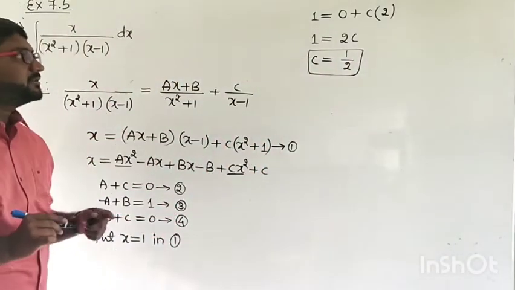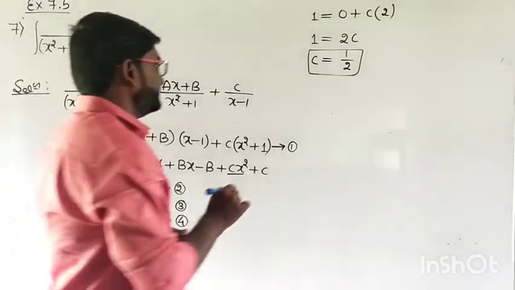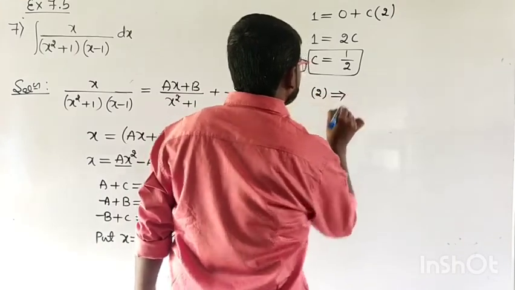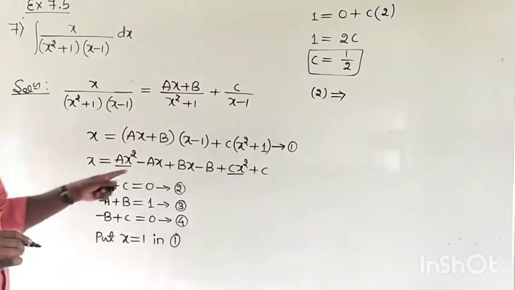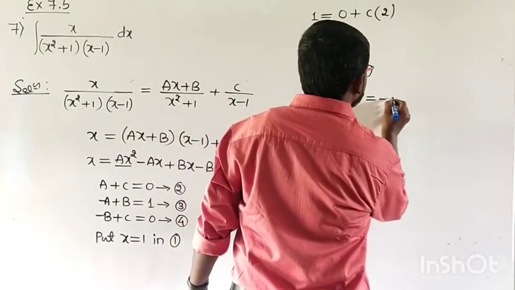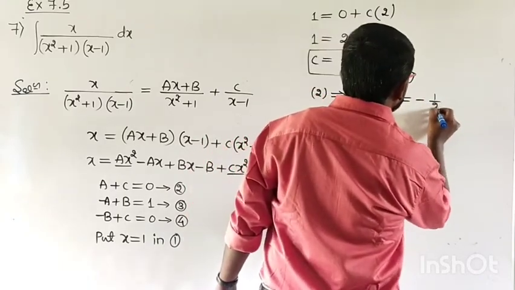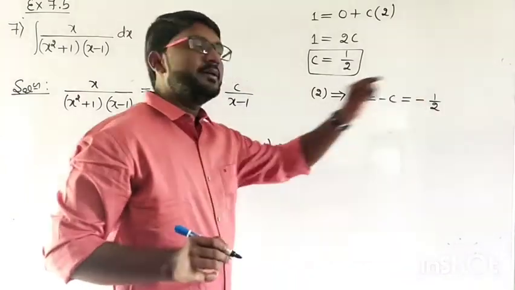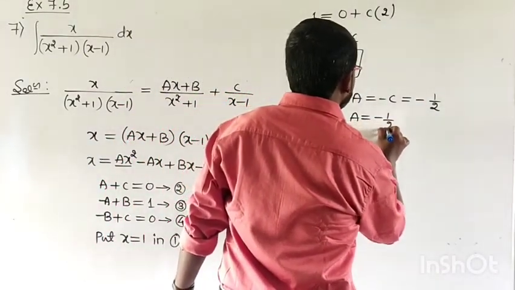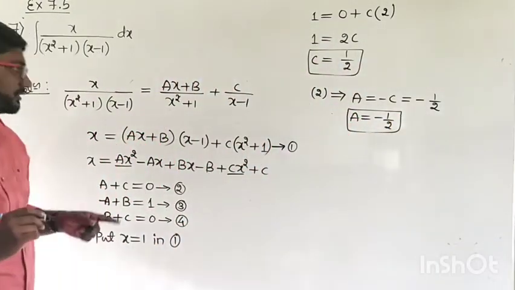So now substitute c equal to 1 by 2, we get the value of a. So from equation 2, a equal to minus c. This is equals to minus 1 by 2. So the value of a is minus 1 by 2. A equal to minus 1 by 2. So now we have got the value of a.